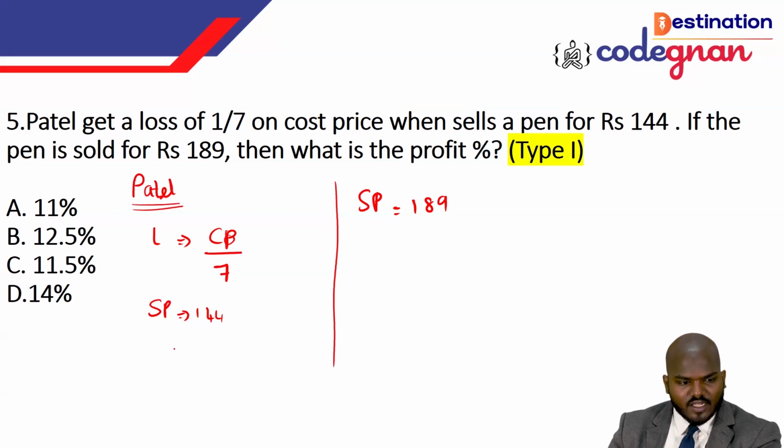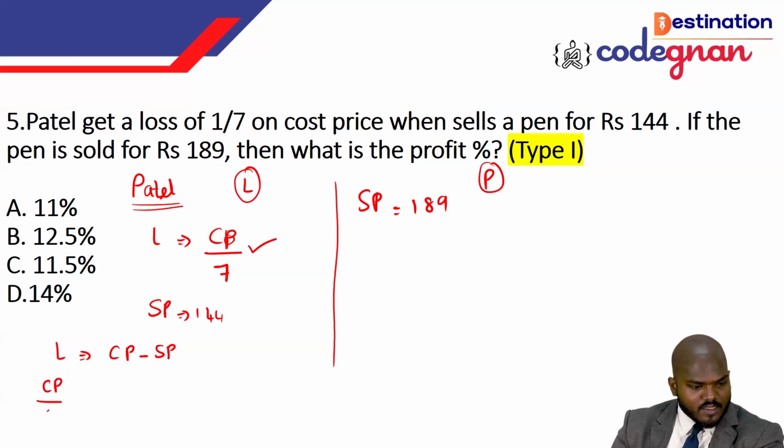So let's deal with this one. Here in this portion they are saying it is a loss, and here in this portion they are saying it is a profit. I'm just using the loss formula. Loss formula is equal to what? That is cost price minus selling price. So here you see this one, guys, we can say that loss is equal to what we have defined here, that is cost price by 7.